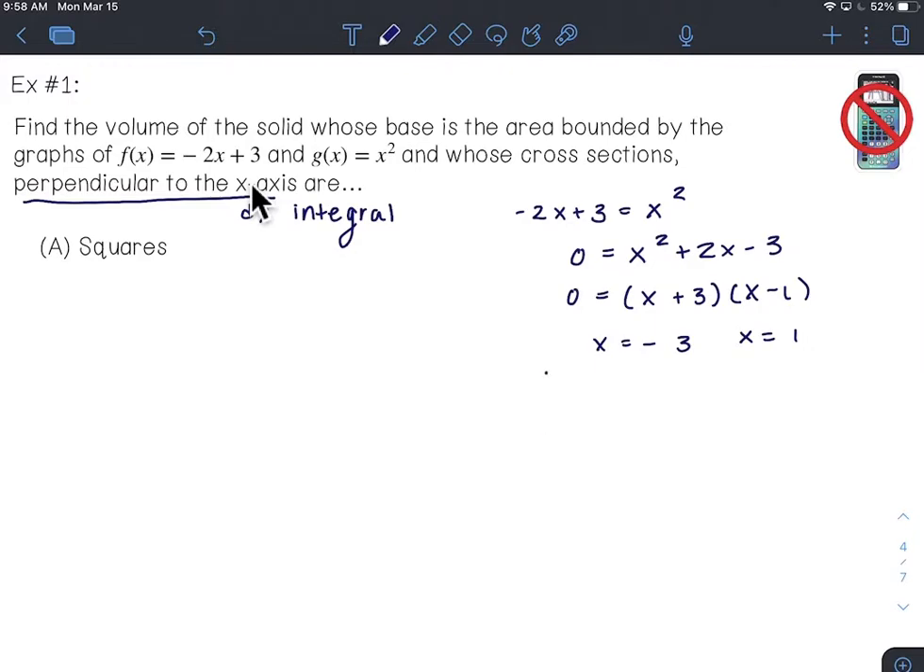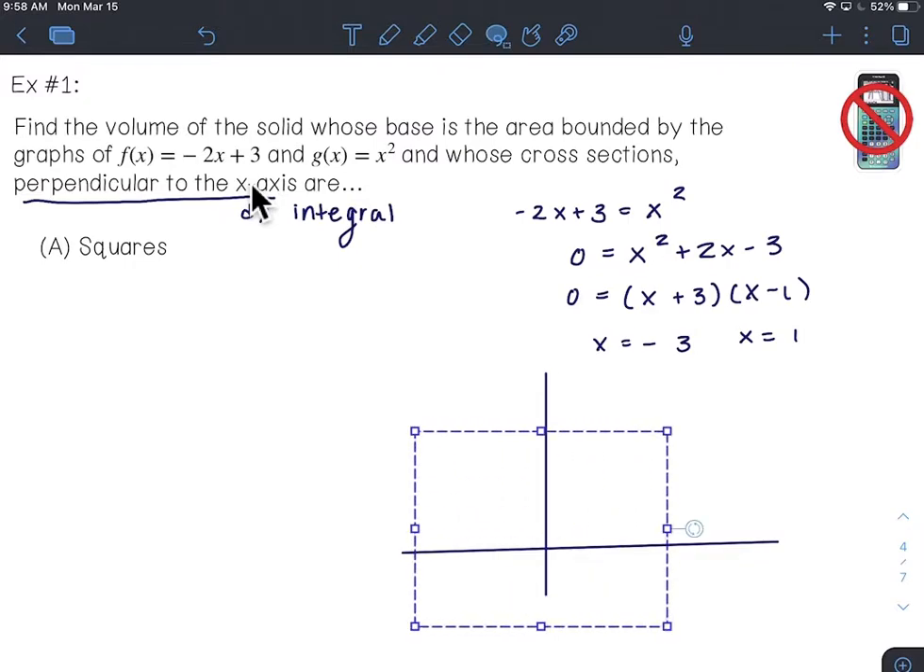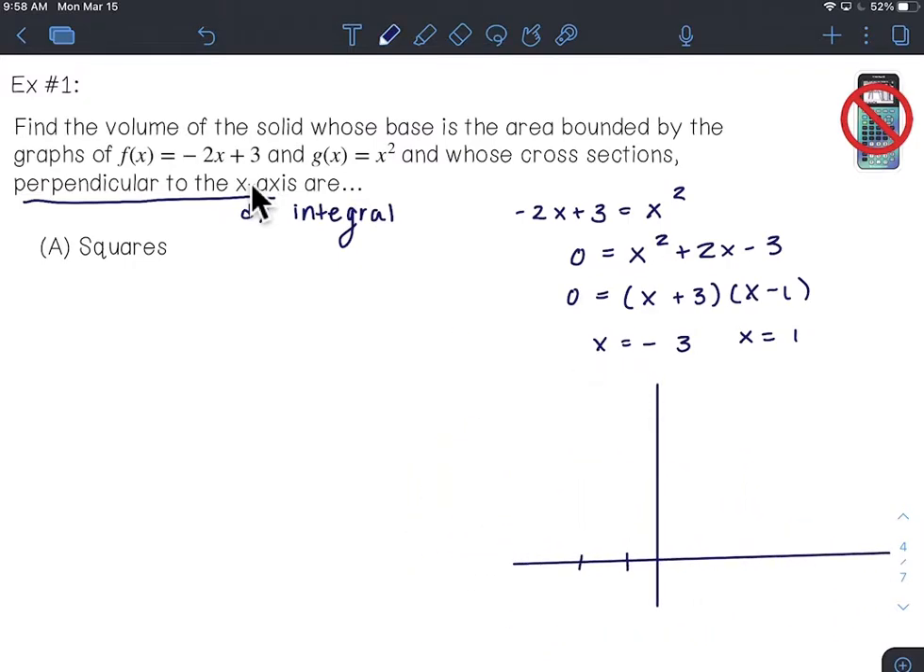So I'm going to just sketch a quick little graph, negative 3 to positive 1. I'm going to move my little xy axis over here. If I plug negative 3 into x squared, I get 9. If I plug in 1, I'm going to get 1. So if I focus on graphing my parabola first, because that's pretty easy to graph, I know I'm going to be down here. 2 squared is 4.